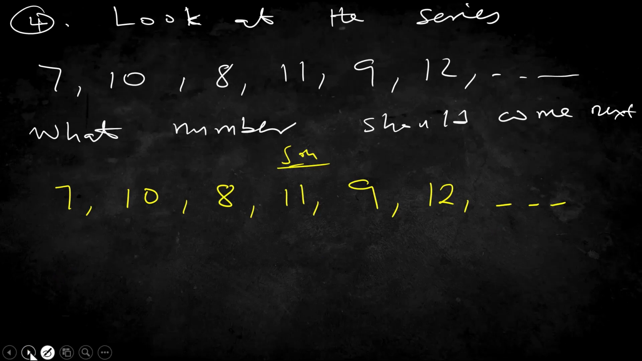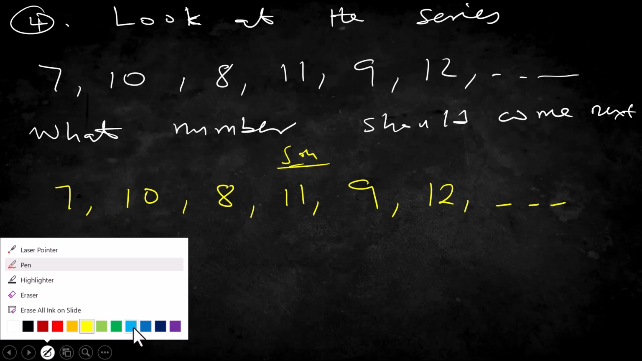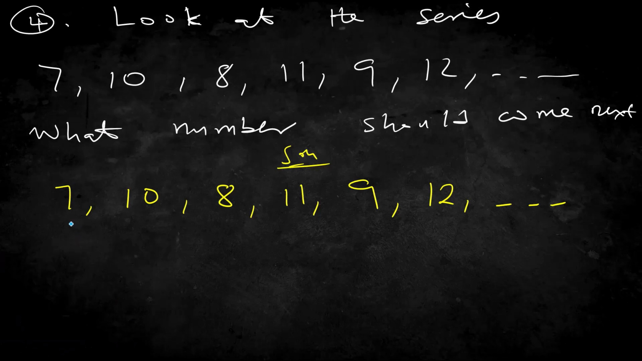Okay, now to start, let's look at the difference between the first two. So 7 to 10, okay, we have plus 3. Okay, so it means 7 plus 3 is 10. Now let's go to the next one. Now 10 to 8, it means it's down by 2, so we have minus 2. Okay, now let's go to the next one.